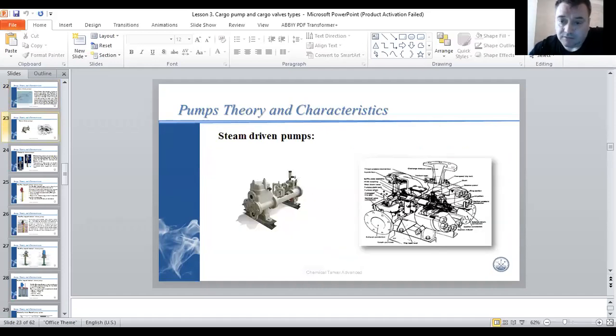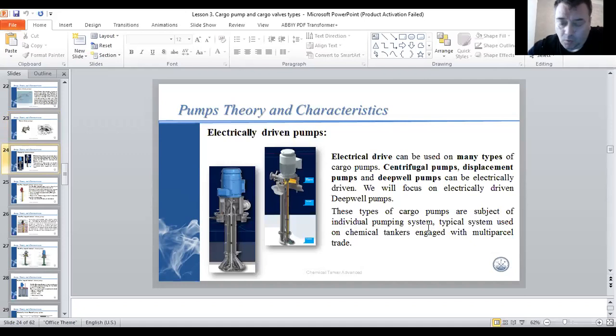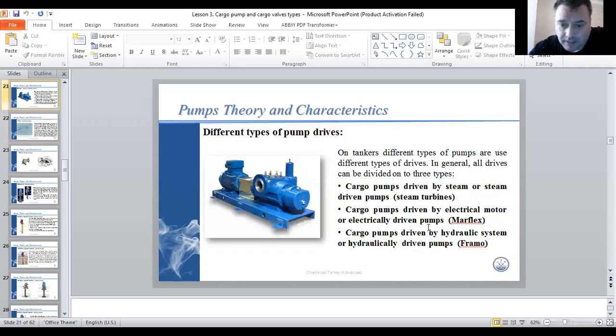Here, what does the steam driven pump consist of? So it's really big and sophisticated. It's difficult to understand immediately, but it's used a lot, and engineers sometimes have troubles with it. The steam driven pump is very difficult for engineers and for the chief officer also. What is the next one here?